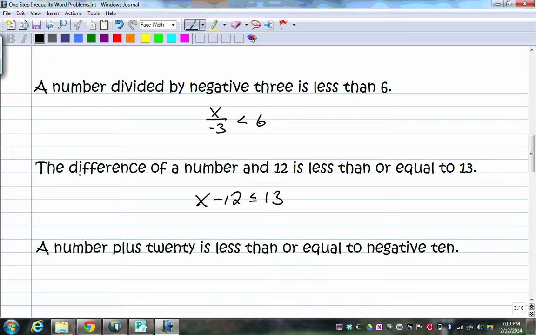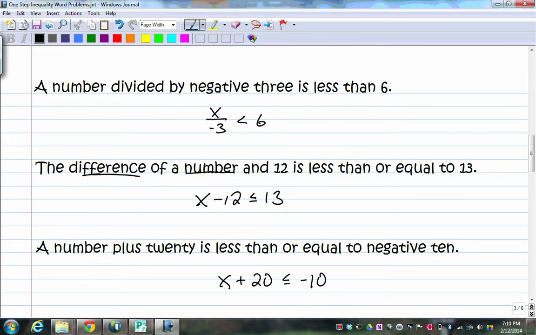Now, when you're talking about difference and quotients, and they have it listed like this, of a number and whatever, whatever is listed first here, a number, that's what's going to be written first. So if it was the quotient of a number and, then x would be up in the top, okay? Just to kind of help you with problems like that. And then the last one, a number plus 20 is less than or equal to -10. So a number plus 20 is less than or equal to -10.